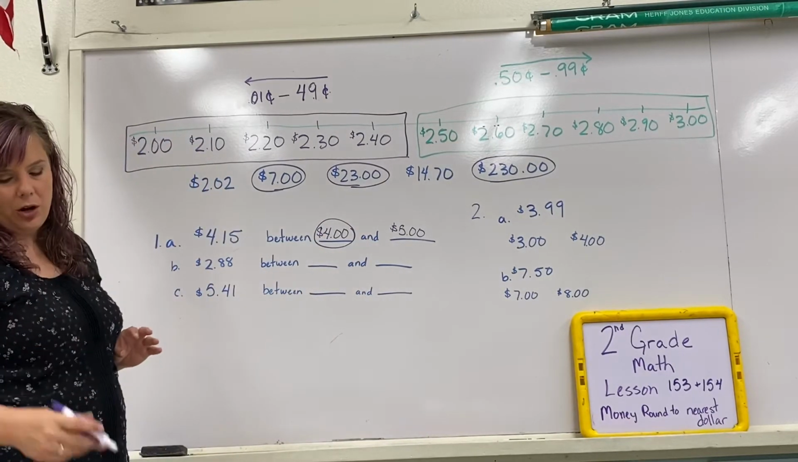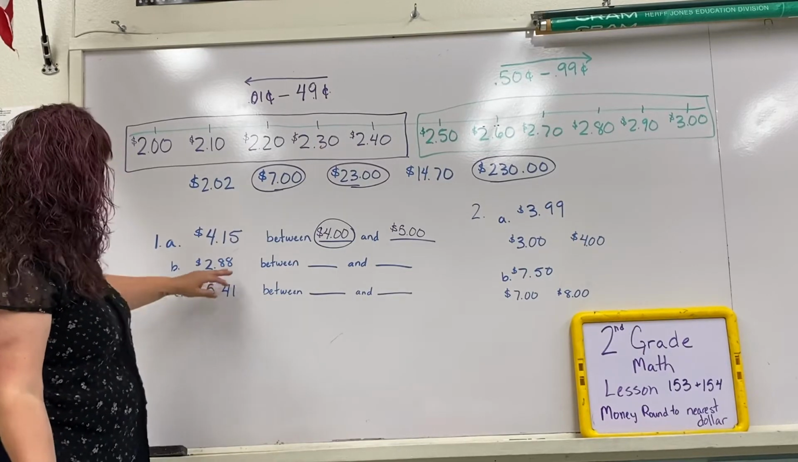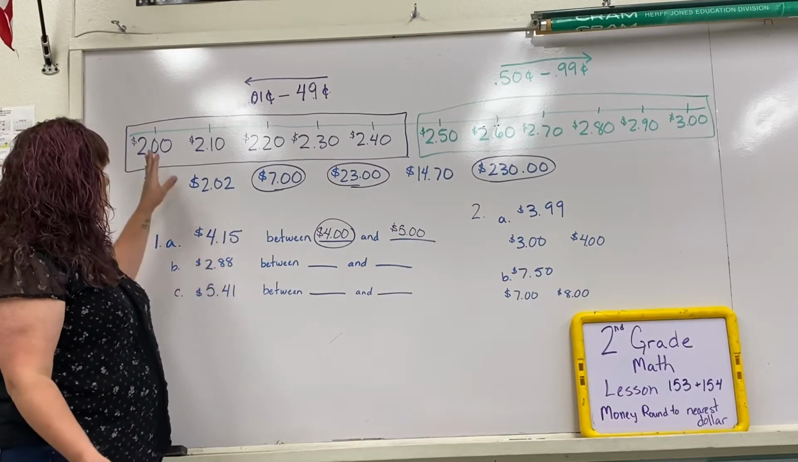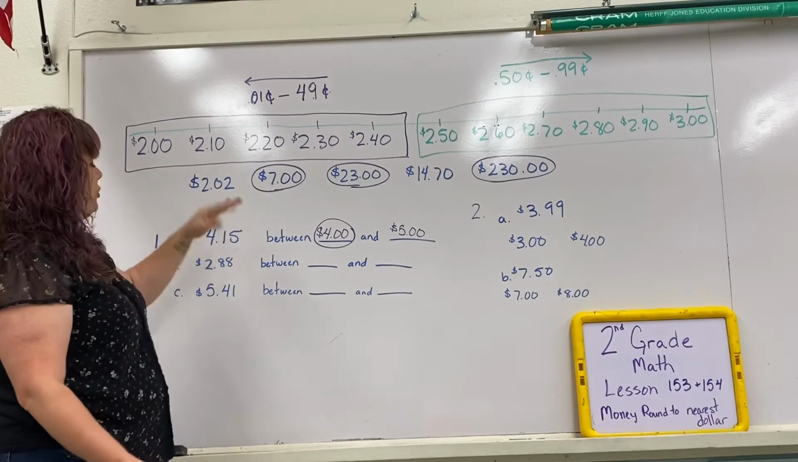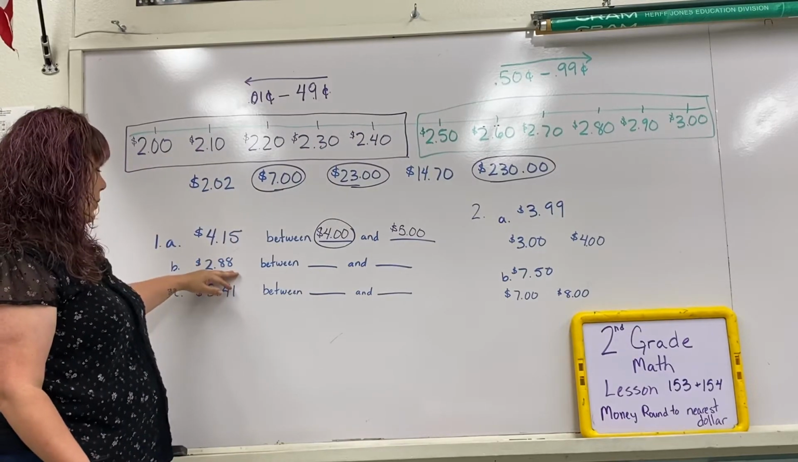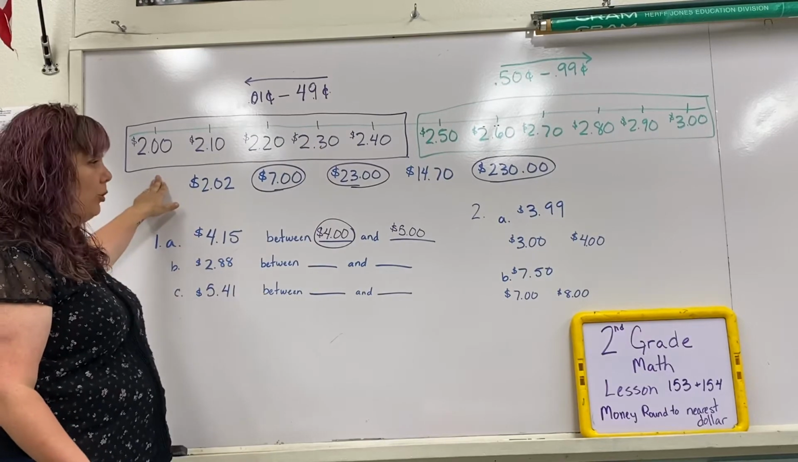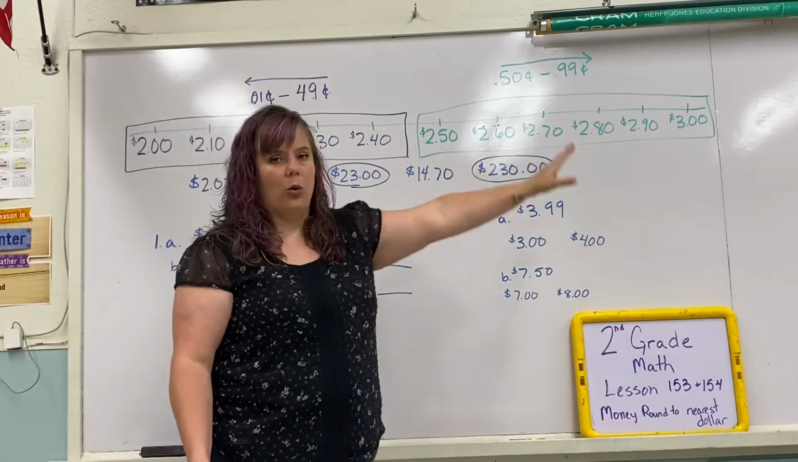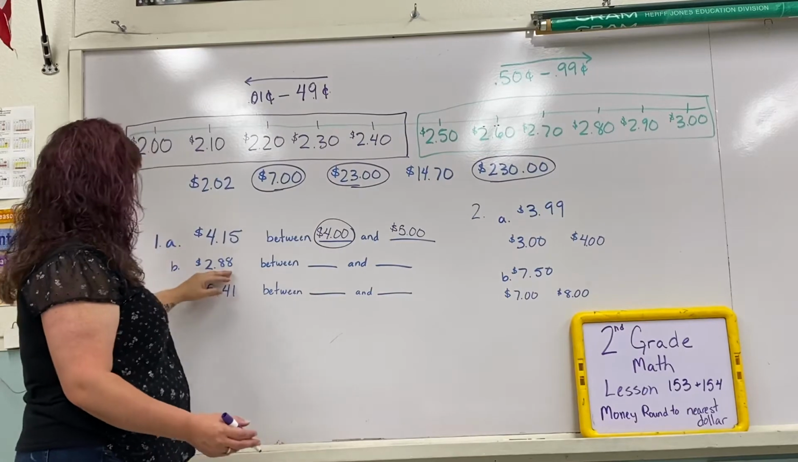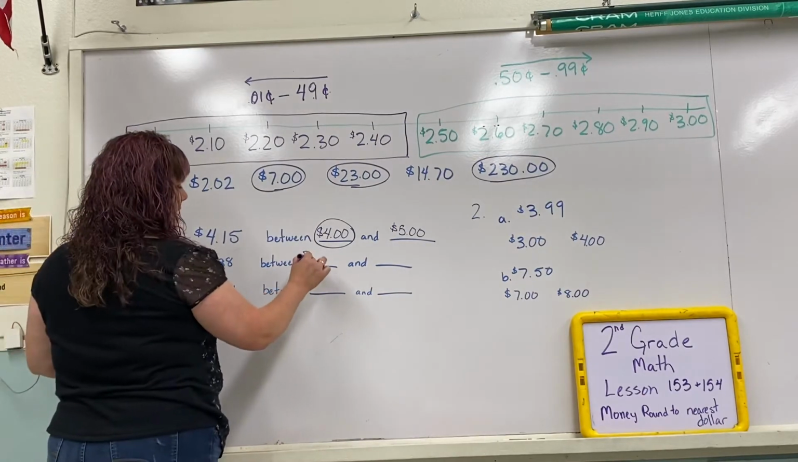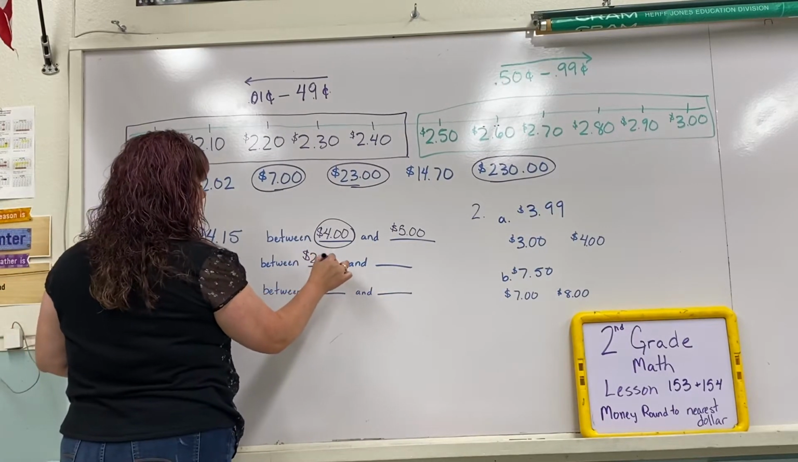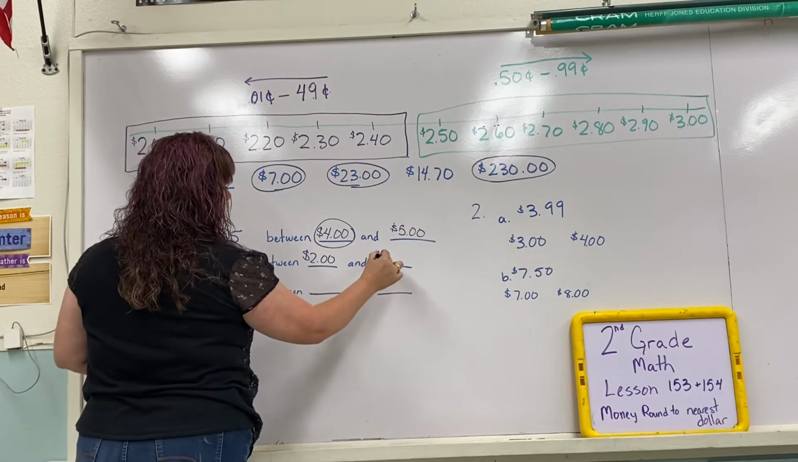Now we get to do one on our own. B. $2.88. What $2 is $2.88 between? Well, if we made a number line like this and started with a whole dollar on that side and a whole dollar on the other side, you would see that $2.88 is between $2 and $3.